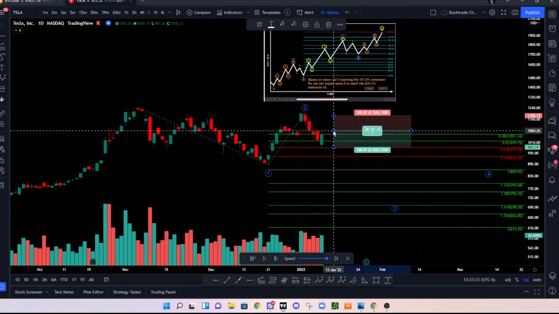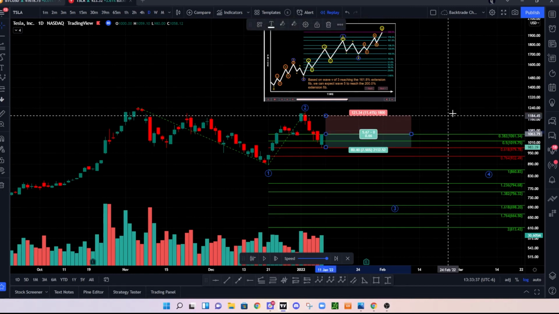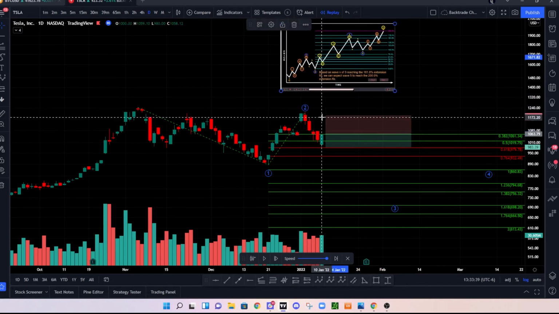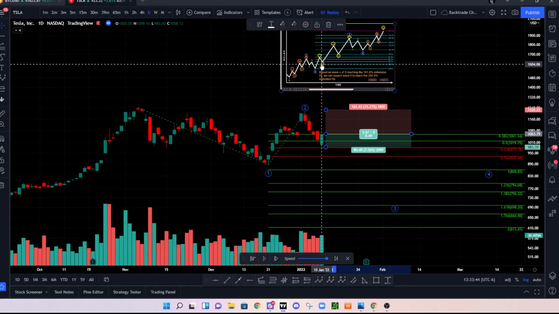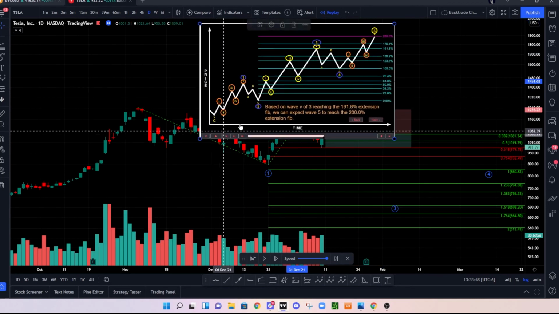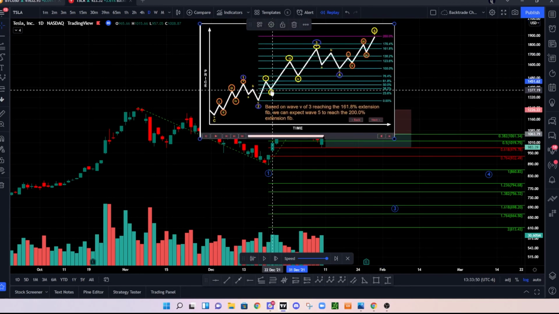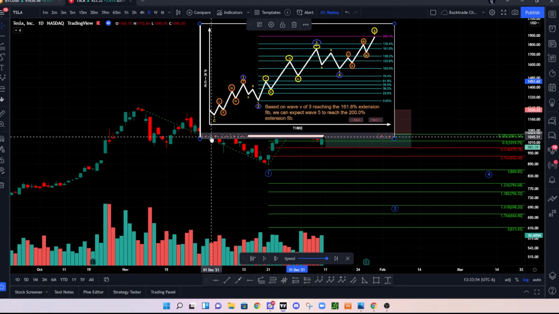So maybe we look for, okay, I'm comfortable taking a short right here, stop above here, and where should we go? Well, it should go to the 1.236, right? Since we hit that 618, we're planning on getting in on this retracement. We're going to put our target right here at the 1.236.